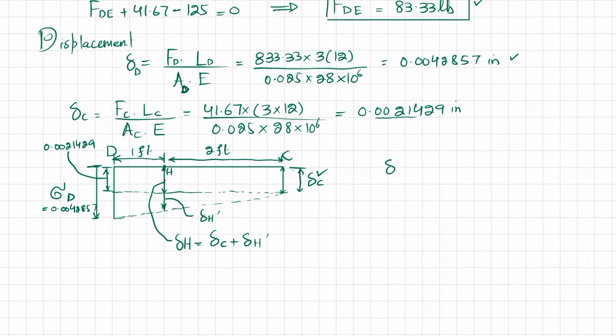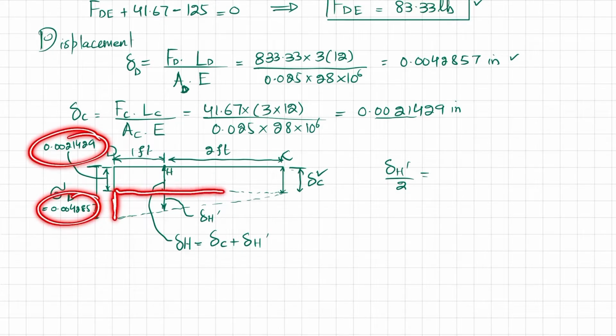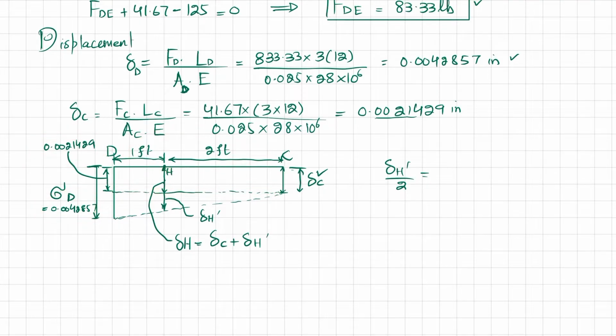So del H dash over 2. I will explain it again. This del H divided by its base, which is 2, is equal to this height, which is again this, divided by its total length, which is 3 feet. I hope it is clear. So 0.0021429 divided by 3 feet. From here you will get del H dash equal to 0.0014286 inch.